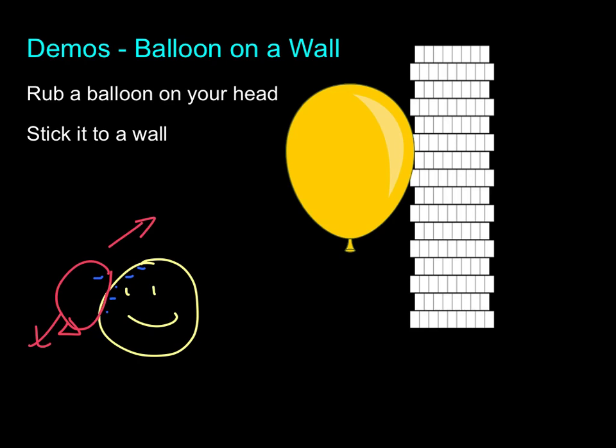So negative charges moved from your head, which means what was left on your head are now all these positive charges. So you've charged the balloon and your head, except the balloon's lighter weight, so it can stick to the wall, where your head won't. We're going to come back to this in a little bit and delve into it. But right now we're getting the idea that charges flow.